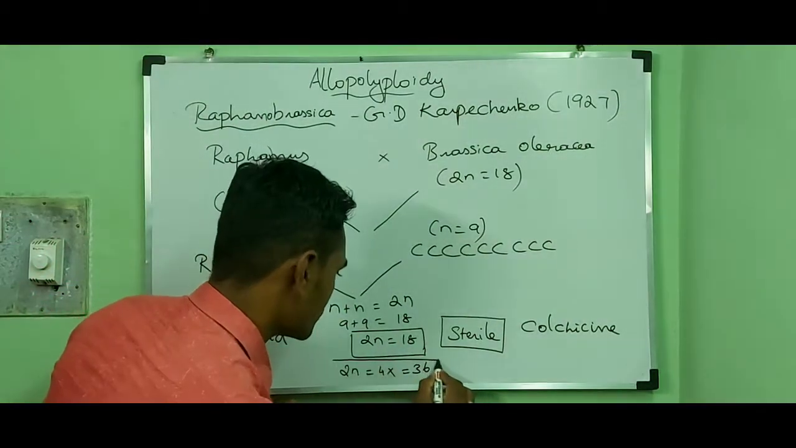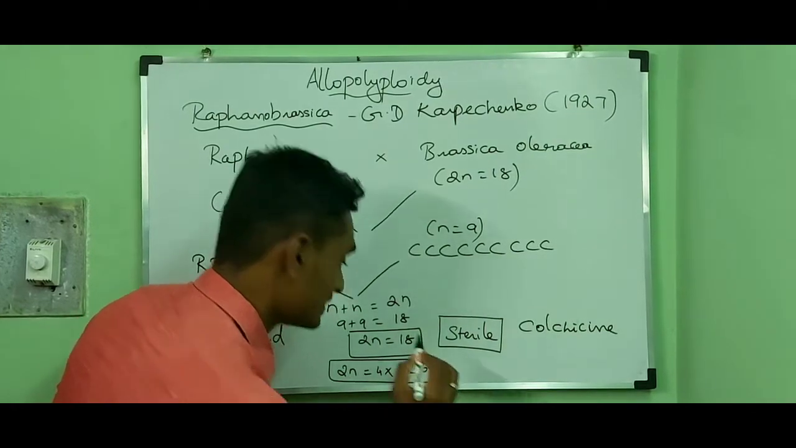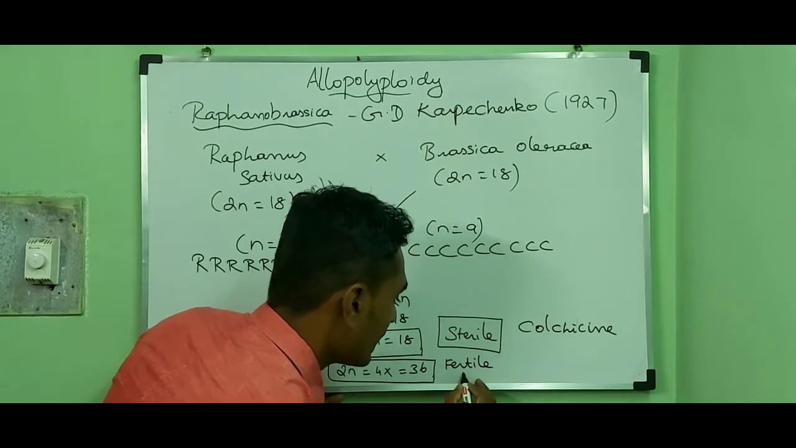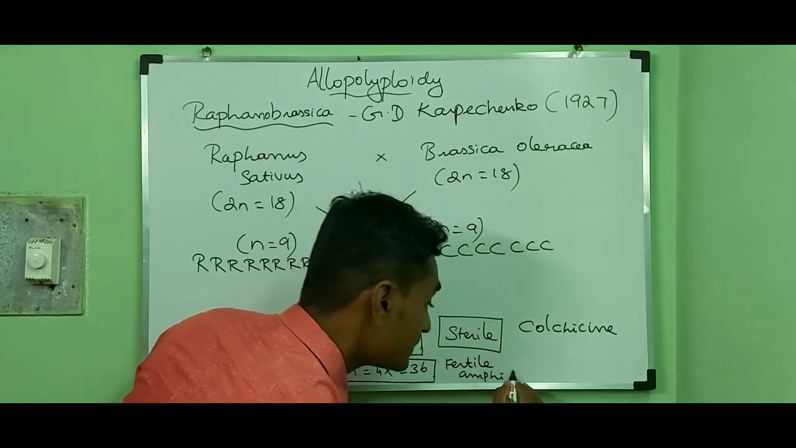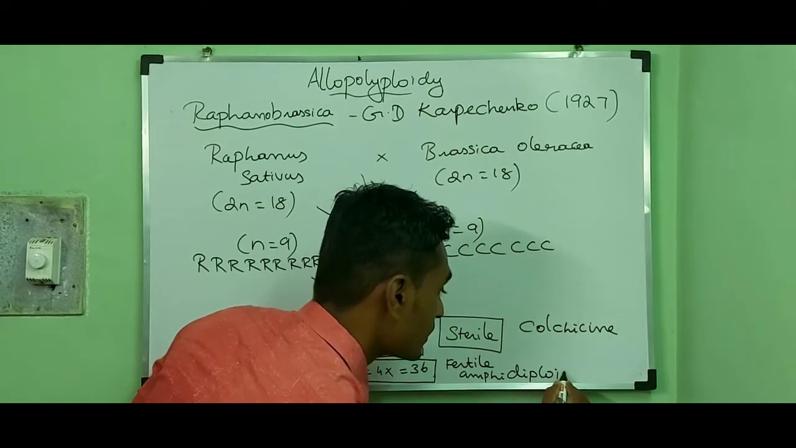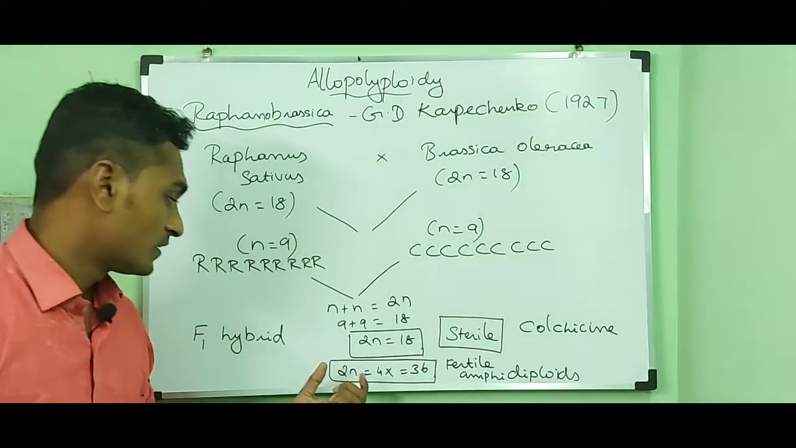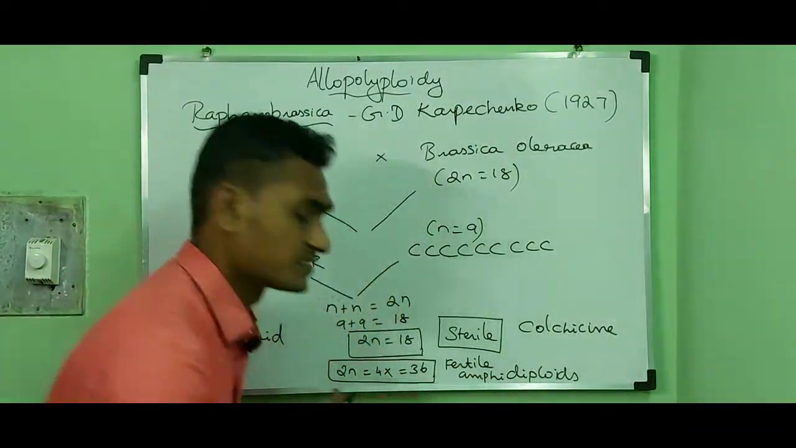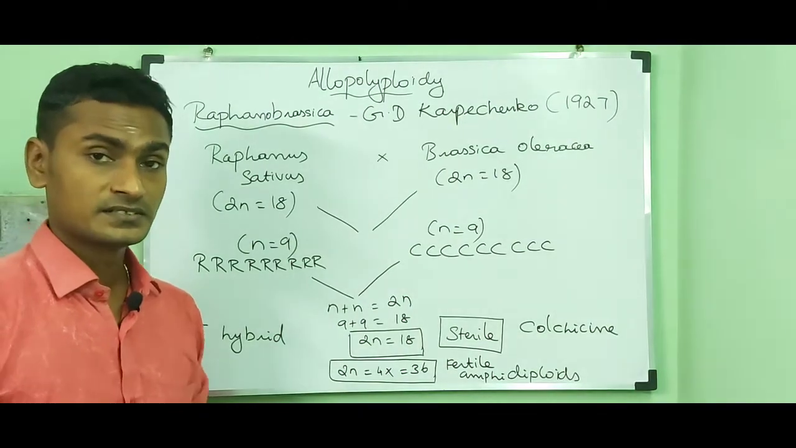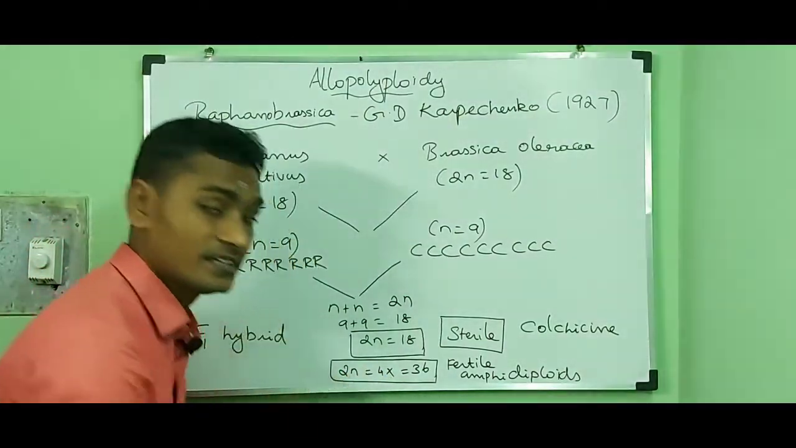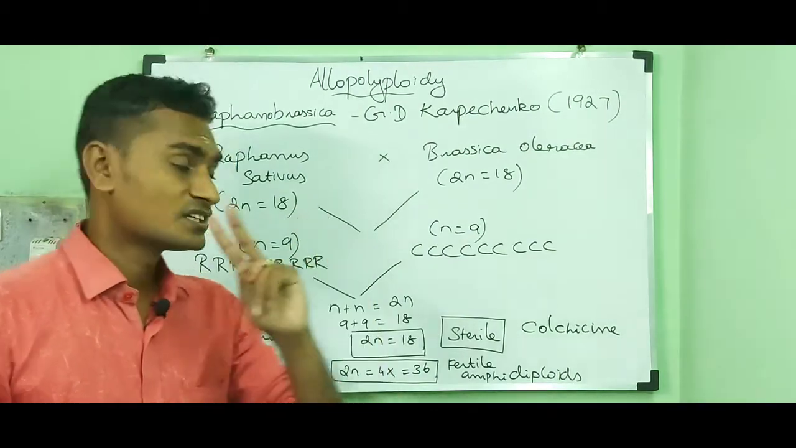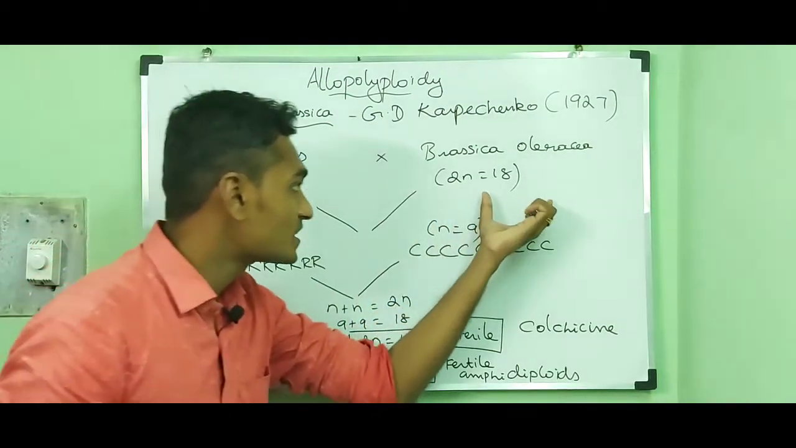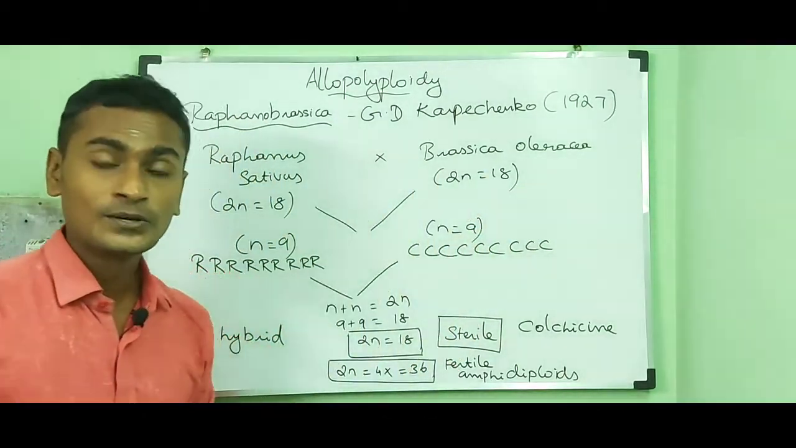36 chromosomes, and they are considered as fertile amphidiploids. What is called an amphidiploid? Because this organism possesses 2 sets of chromosomes from Raphanus sativus and 2 sets of chromosomes from Brassica oleracea.